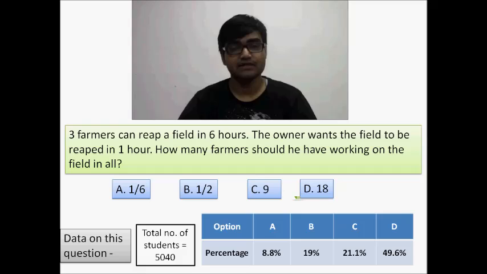The data shows us that out of 5,040 students of grade 9 who attempted this question, only about 50% answered it correctly by recognizing that this is a case of inverse variation and that as the time taken to reap the field decreases, the number of people needed to do the job will increase. We must note that around 19% students are applying direct proportionality to this question and coming up with the answer B, while some others are simply adding the values of the first statement. This reflects not only a clear lack of understanding of inverse proportionality, but also the simple logic behind it.